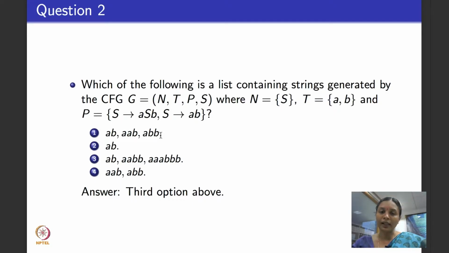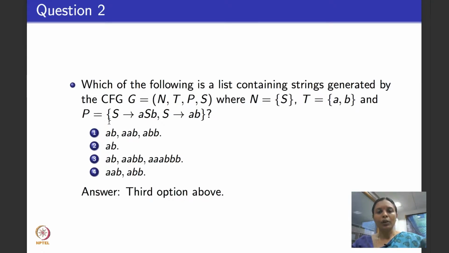Why is that so? Because again, I can start only with S goes to ASB. I've already generated one A and one B. I just need to generate one more B, which I can't because I don't have a production rule that generates a single B at all. So the first is not a correct list. Second, is it a correct list? It could be a correct list, but it is just AB. The third is a better list because it gives you three words: AB, AABB, AAABBB.